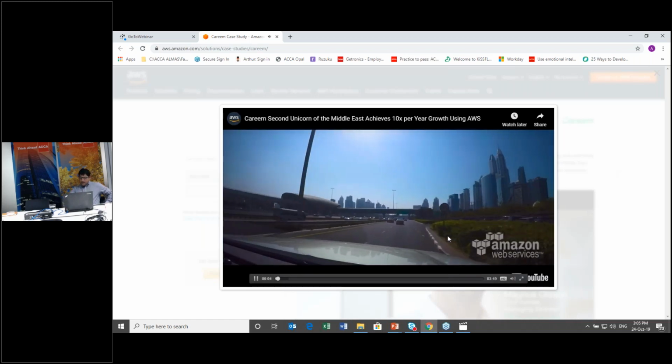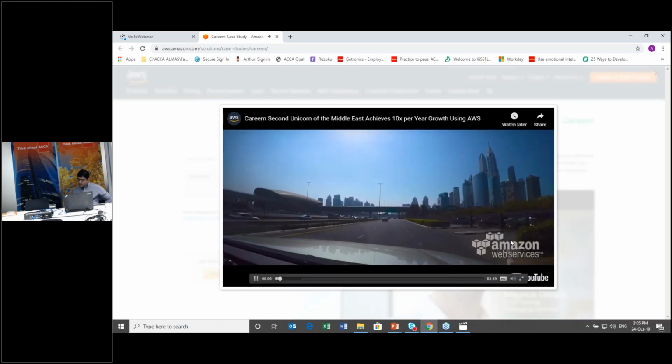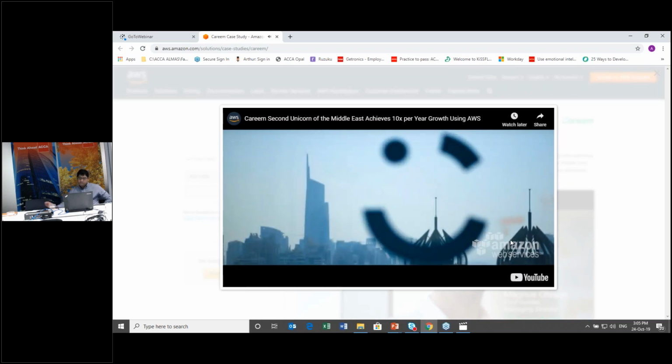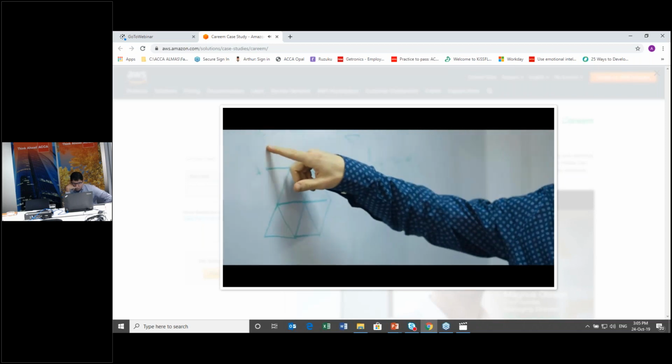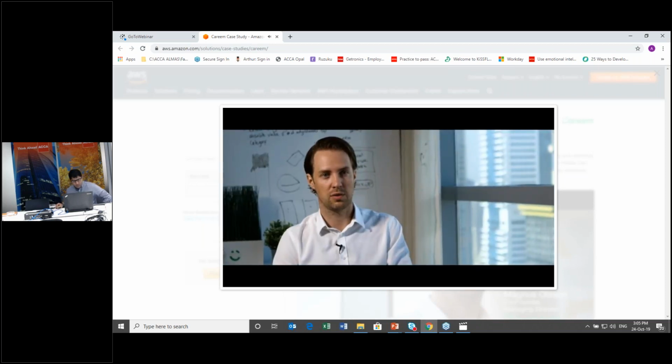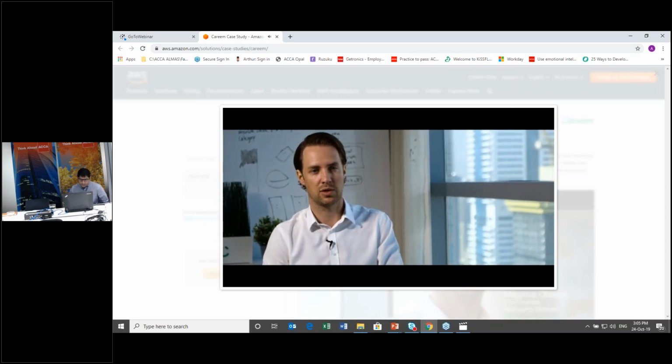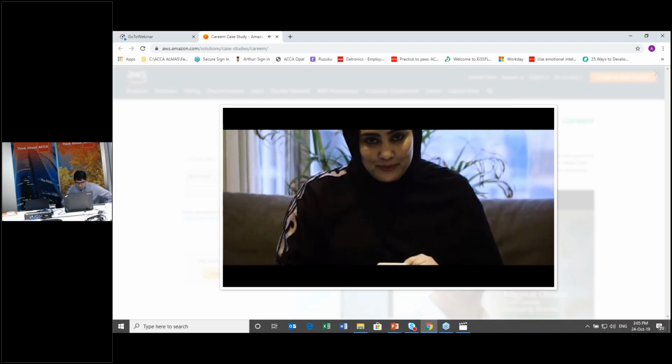Careem is the fastest growing technology company in the Middle East. We've been growing 10 times per year for the past 3 years. That's 1,000 times over the past 3 years. And that would not have been possible had we not been working very closely with AWS on our infrastructure.